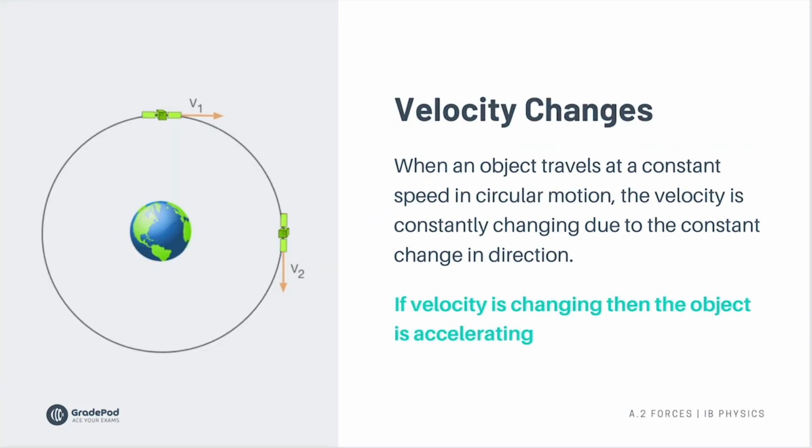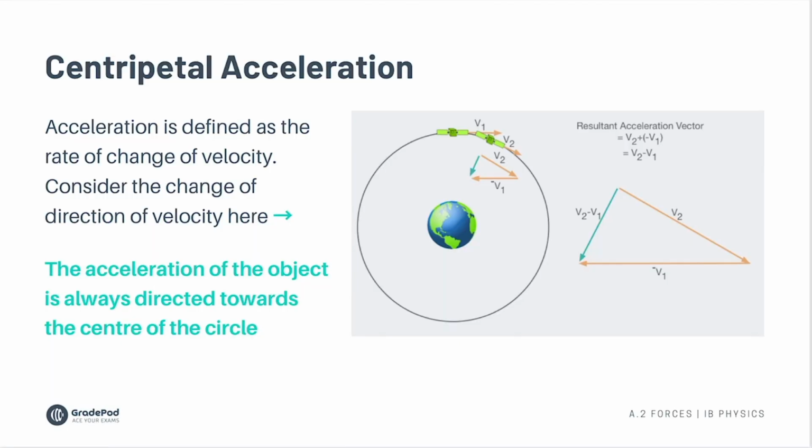Velocity changes. I would like to consider a satellite orbiting the Earth. At V1, that speed is perhaps, let's say, 500 meters per second. And at V2, the speed is the same, it's 500 meters per second. It's a constant speed, but the velocity is changing. The velocity is changing because at V1, the direction is that way, and for V2, the direction is that way. If a velocity is changing, then the object is accelerating. And that's because acceleration is defined as the rate of change of velocity.